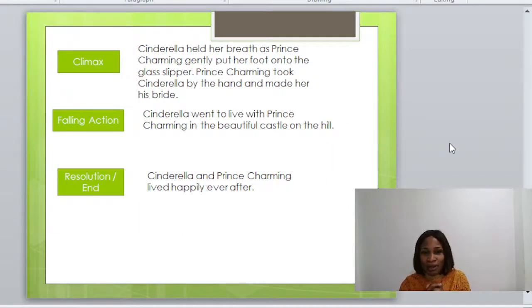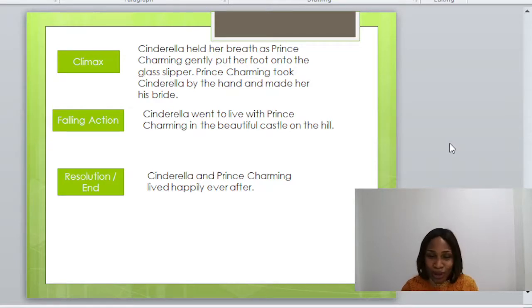Now you have the climax. Cinderella held her breath as Prince Charming gently put her foot onto the glass slipper. Prince Charming took Cinderella by the hand and made her his bride. The falling action: Cinderella went to live with Prince Charming in the beautiful castle on the hill. Cinderella and Prince Charming lived happily ever after.